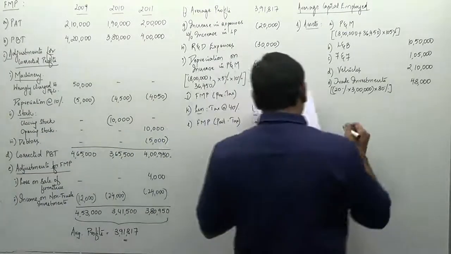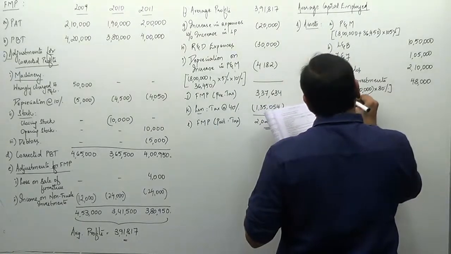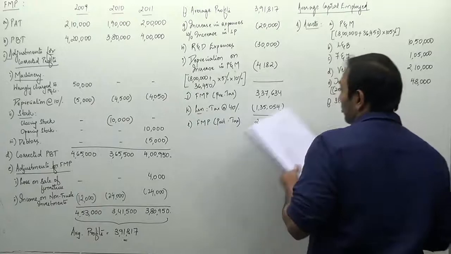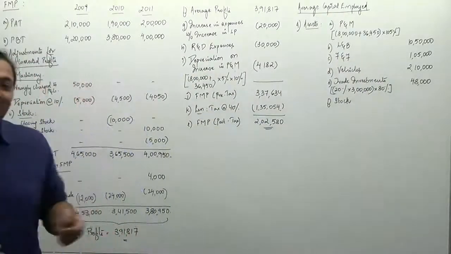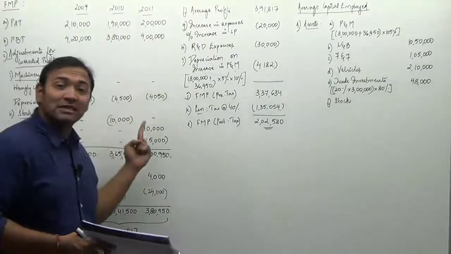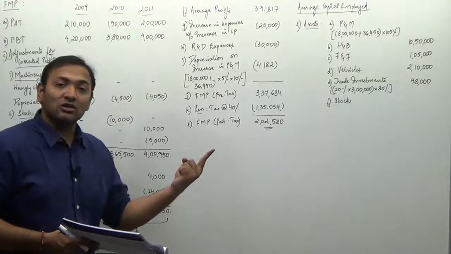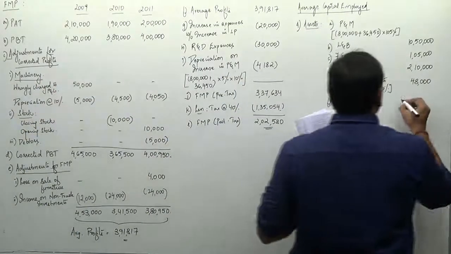Next one, stock. Should stock be reduced by 10,000, yes or no? Absolutely no. Why? Because, understand, when is the stock adjustment? The stock adjustment is in 2010. I never said that the stock is overvalued in 2011. 2011 stock as it is, you can take.